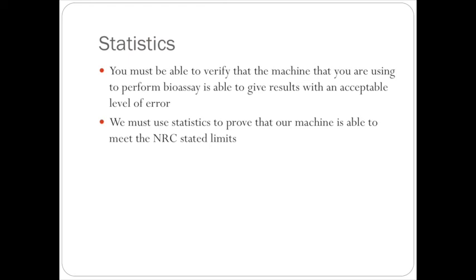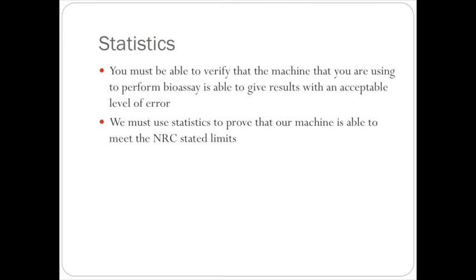Now again, this is math normally done by a computer, so very few people actually hand calculate it, but I do want you to see the process that we go through to actually do this. Again, as I mentioned with this section, this is one of the few places where we focus on statistics. The NRC does require that we make sure the machine we use to do a bioassay test is able to give you results that have an acceptable amount of error.